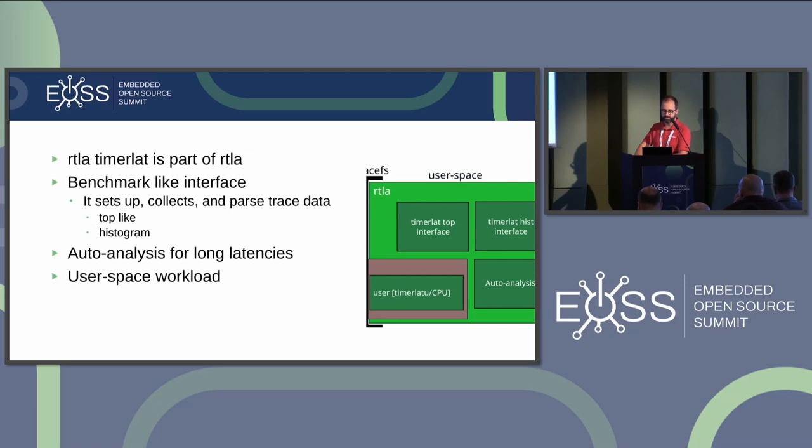So, Timerlat also has this user space part that is trying to make this tracer as easy to use as possible, right? I don't need to use two tools. I don't need to try to reinvent the wheel here. The tool does everything. And it has a benchmark-like interface that shows you the numbers that you're seeing now, right? And it has an auto-analysis module that goes and tries to explain the latency that we saw. And now for Linux Next, we also have a user space workload.